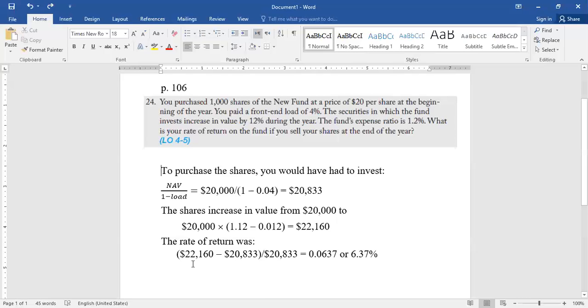So my rate of return: the ending value, I ended the year with $22,160. I invested $20,833. These are the values that we just calculated. This is my profit. If I divide it by my initial investment, which is $20,833, I get my rate of return, which is 6.37%.